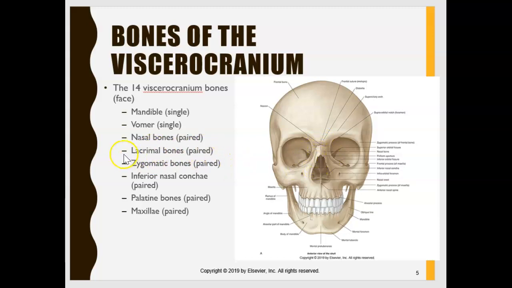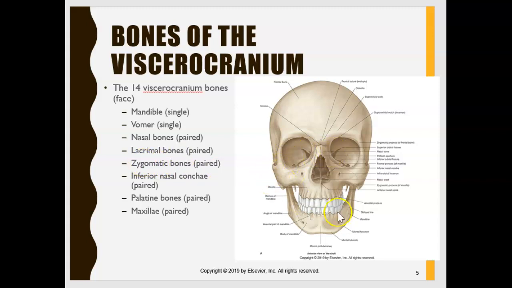There's the lacrimal bone. Lacrimal relates to when we cry. When tears are rolling down our face, the tears are called lacrimal fluid, and they come from the inside of the eye. So it comes out near the lacrimal bone. The lacrimal bone is to the side of the eye.